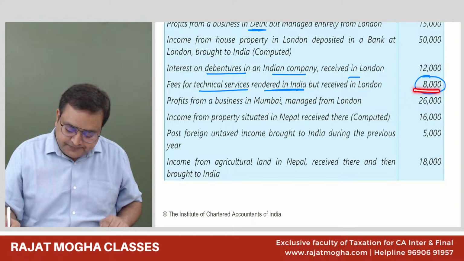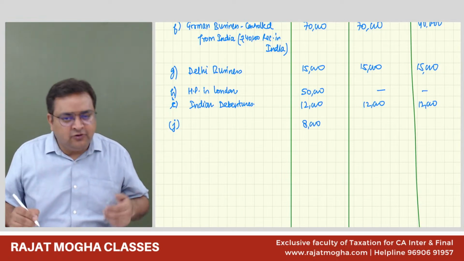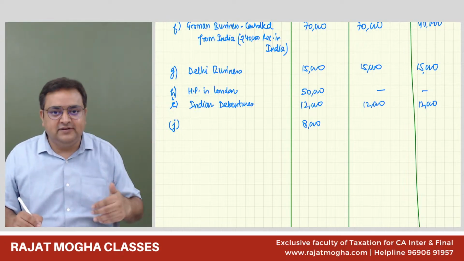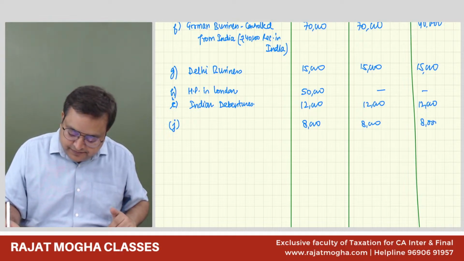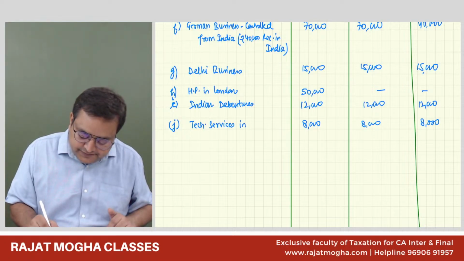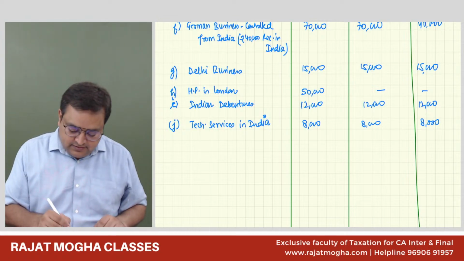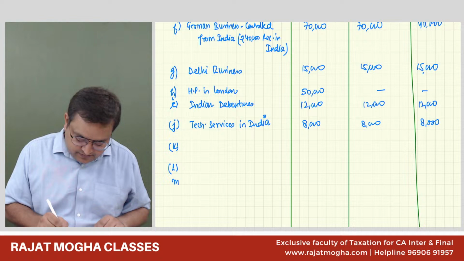8,000 rupees. Everybody has to pay tax. If you are a non-resident also, you are from Germany, doesn't matter, because you are rendering your technical services here in India. 8,000. Technical services in India. Correct? Okay.